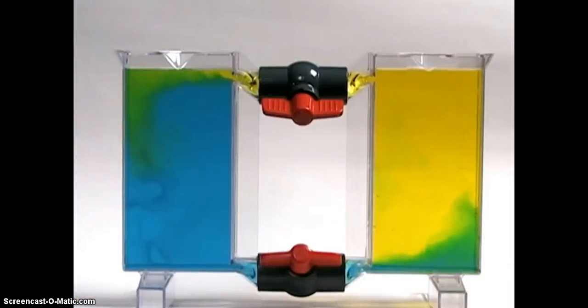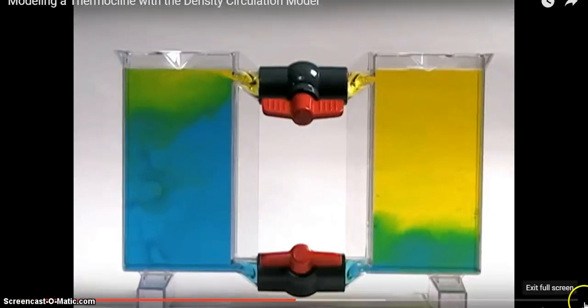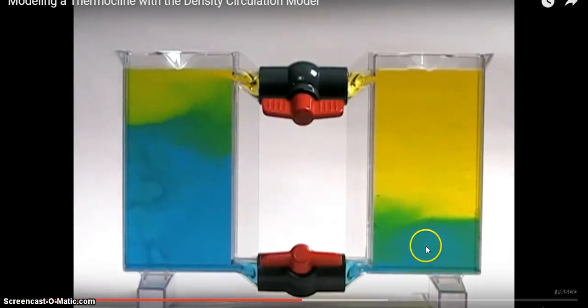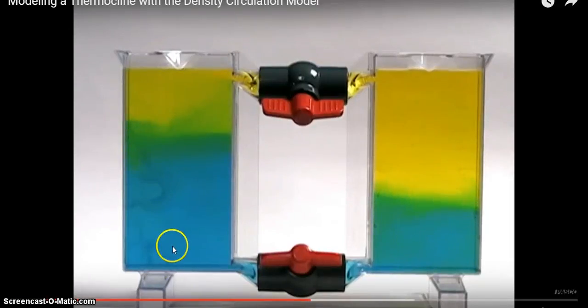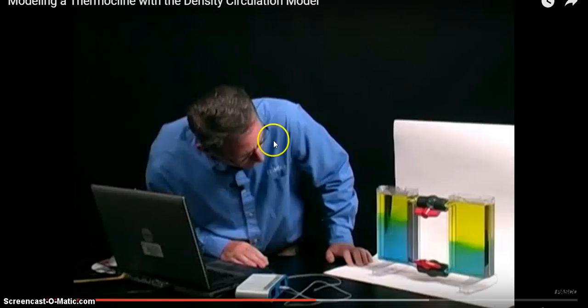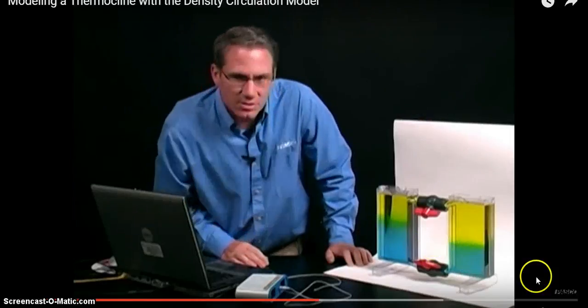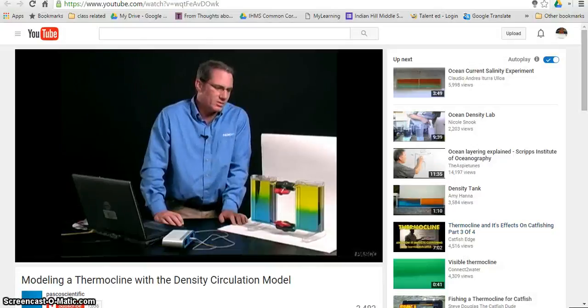You can see the cold water running in on the bottom, coming underneath the warm water. The warm water is coming through then and filling in on this side, and that's actually how deep ocean currents work. Cold water will come in. As warm water moves out, cold water will come in to replace it. There's a smooth, continuous flow between the water bodies.